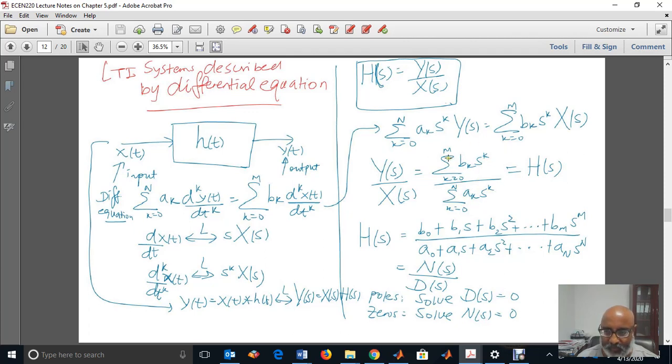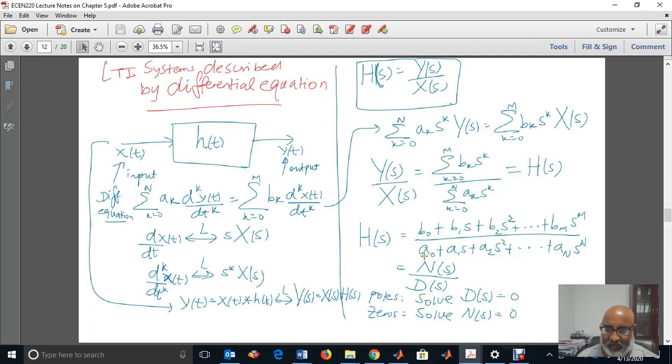This is the compact form. If we expand this, when k equals 0, it will be b0, when k equals 1, b1 times s, when k equals 2, b2 s squared, and so on. Finally, bm s^m over, when k equals 0, the denominator a0, when k equals 1, a1 s, when k equals 2, a2 s squared, plus and so on, and when k equals n, an s^n. This is equal to H of s, and we call this the transfer function of the system.